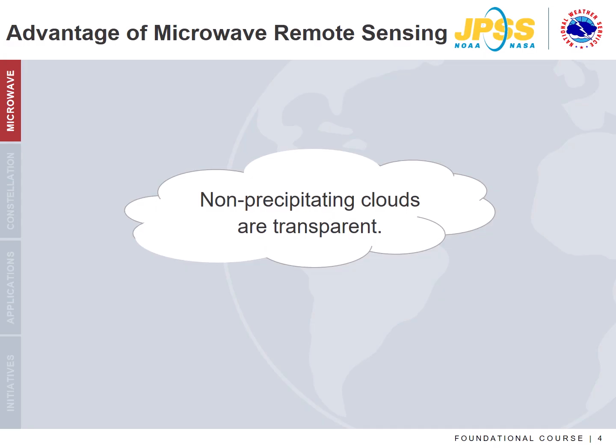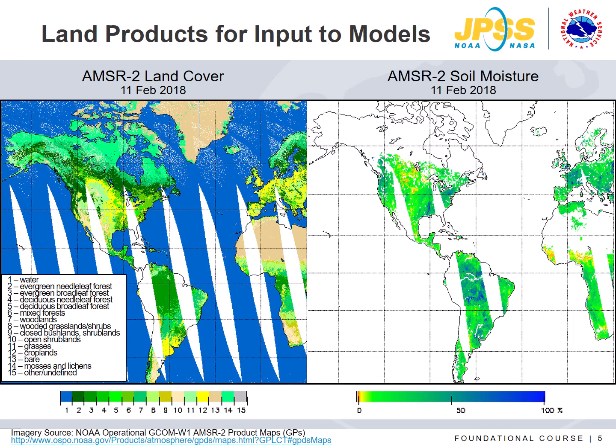Recall that a major advantage of microwave remote sensing is that non-precipitating clouds are transparent. The longer wavelengths can penetrate through cloud cover, except during heavy precipitation. This allows sensing of the surface in almost all weather conditions. Microwave remote sensing makes unique products possible.